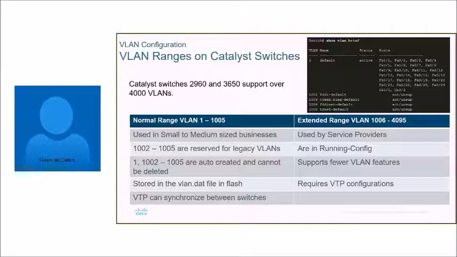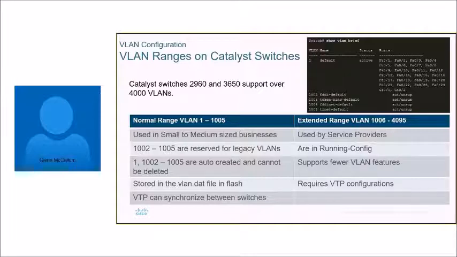And 1002 to 1005 are automatically created. You won't normally use 1002 to 1005. There is a separate file stored on the switch called VLAN.dat, and that's where all that VLAN information is stored. And there is a protocol called VTP, VLAN Trunking Protocol, and that will actually allow switches to teach other switches about what VLANs they have.